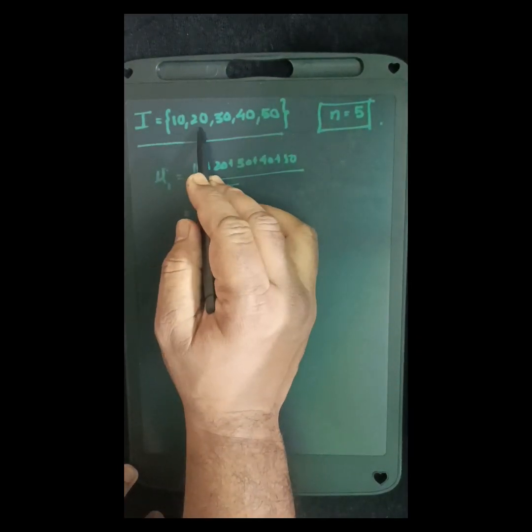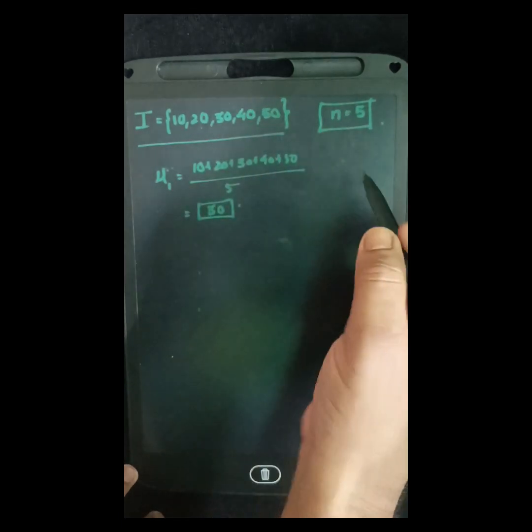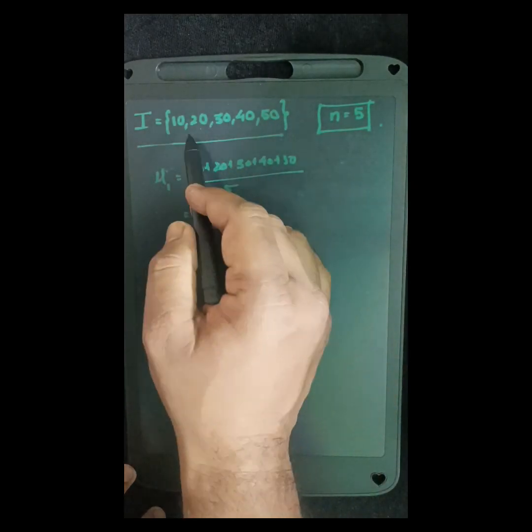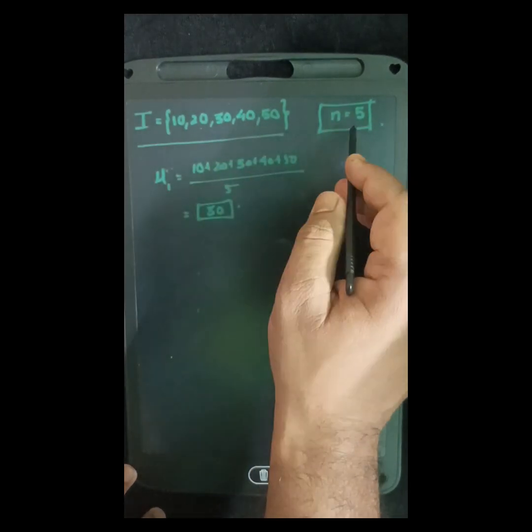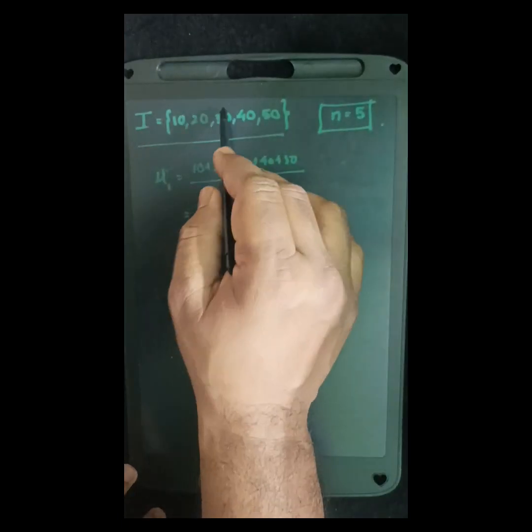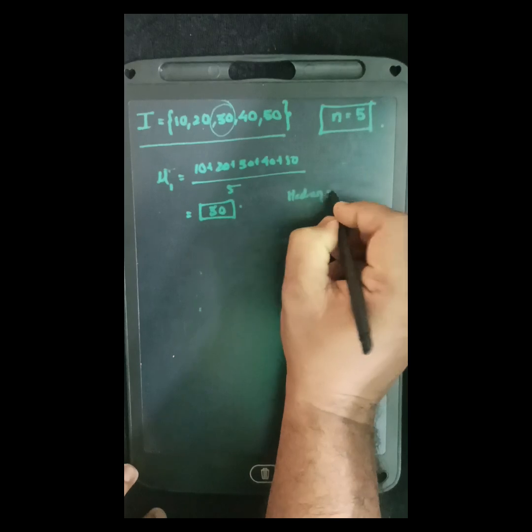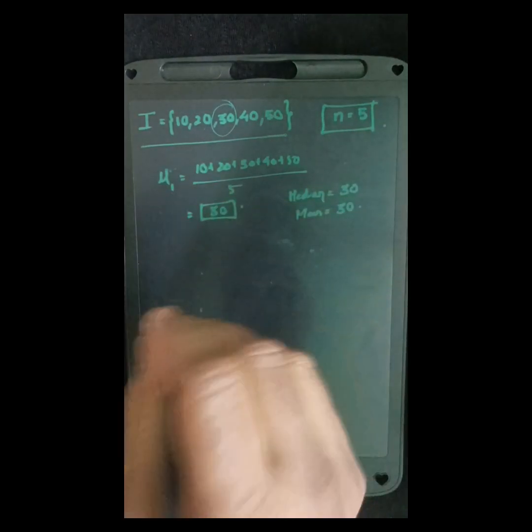Median: since I have already arranged it in ascending order, though it could also have been arranged in descending order, and since the element count is odd, the middle one would be the median. So the median also comes out to be 30. So here the mean is 30 and the median is also 30.